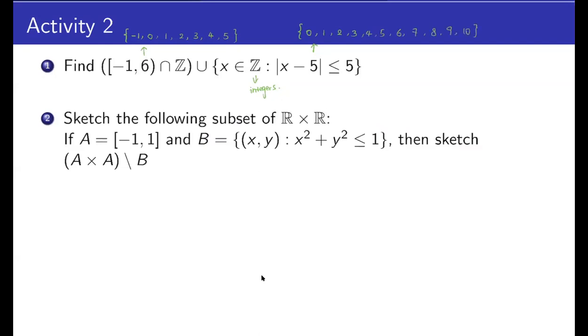Now if you take the union of those two, that's going to give you from -1 to 10.